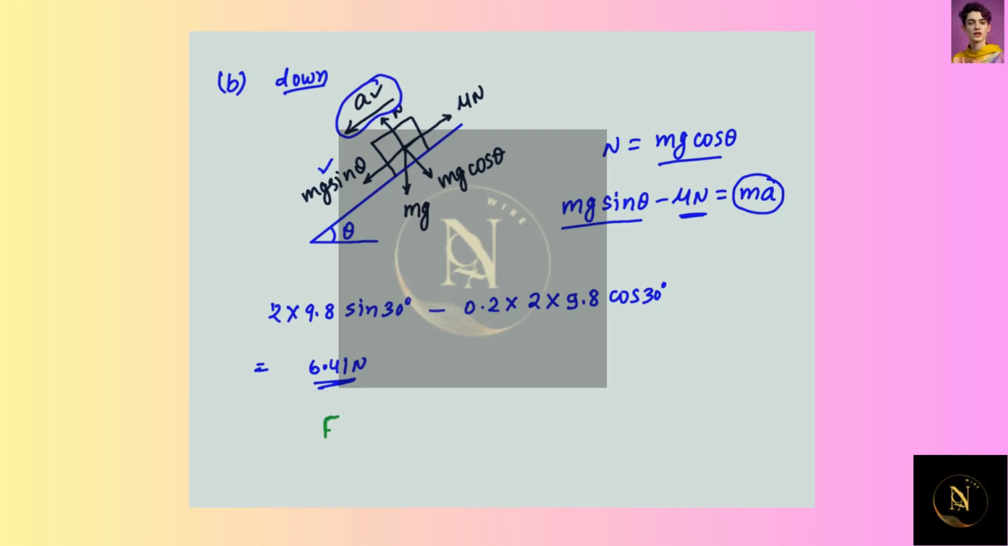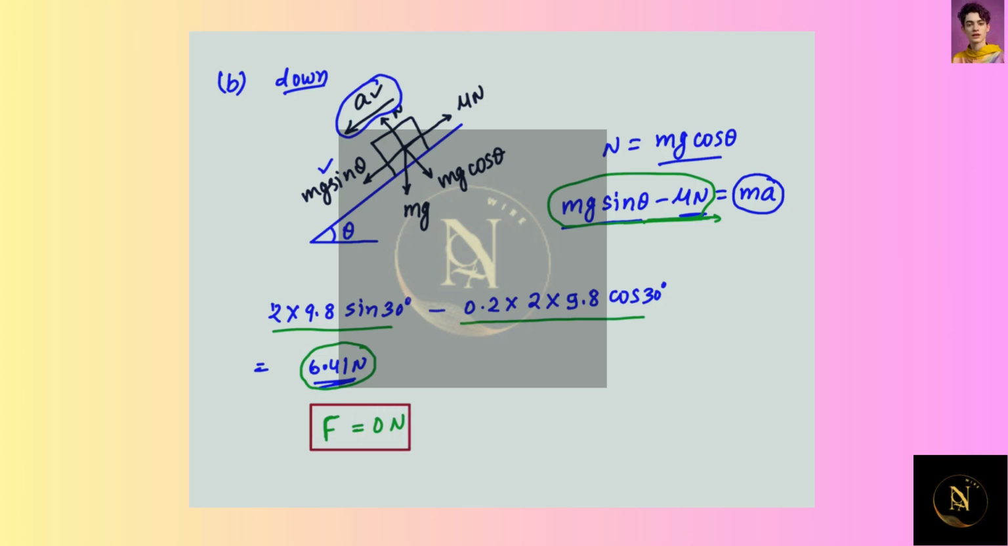So for this situation, the force applied equals 0 Newton, because the net force of mg sin theta minus mu N, that is this force, is already in the downward direction. So we do not need to apply an additional force. For this situation, the applied force equals 0.